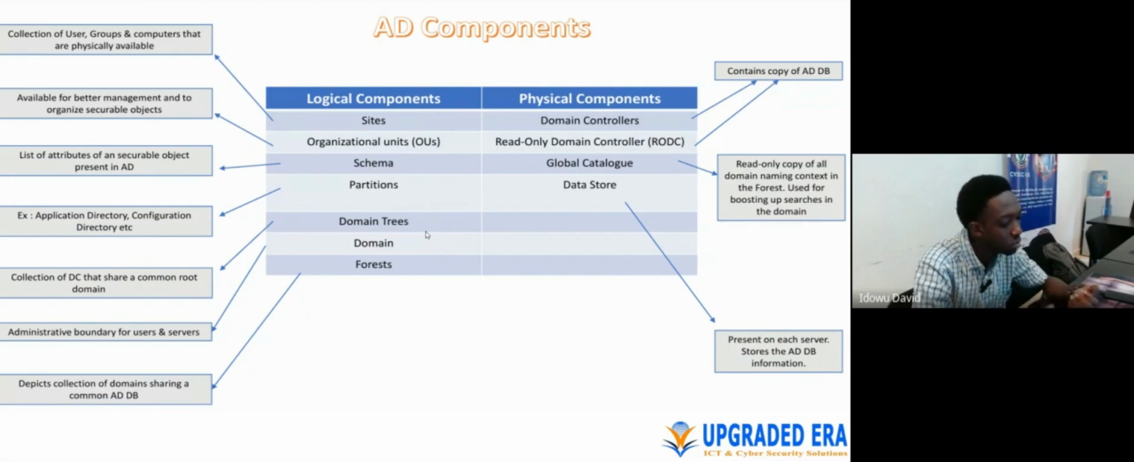And then we have the domain trees, which is a collection of domain controllers that share a common root domain. We have a domain itself, which is an administrative boundary for users and servers. Forest, which depicts collections of domains sharing a common Active Directory database.